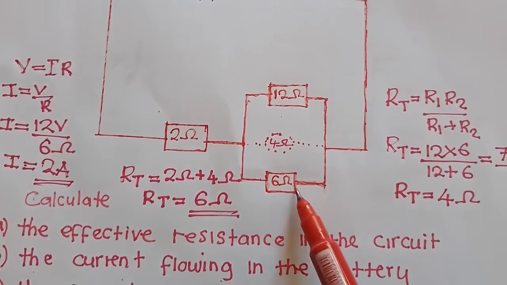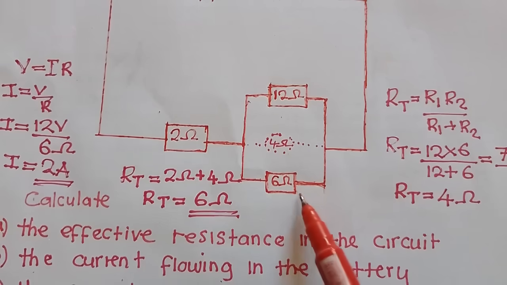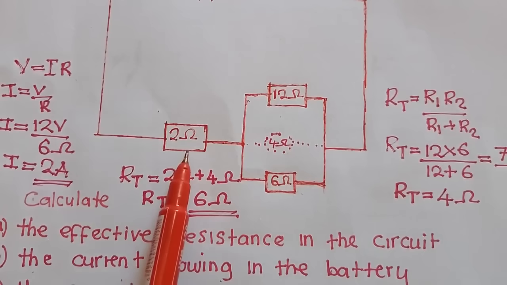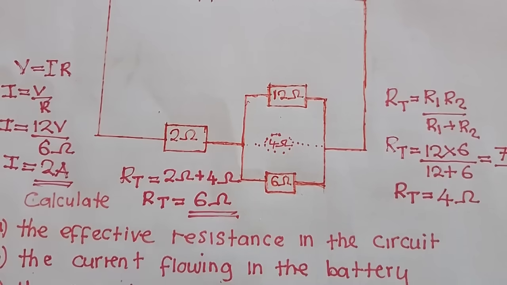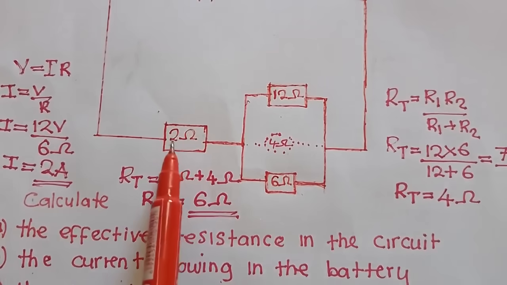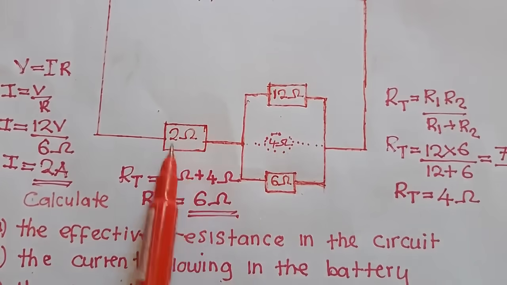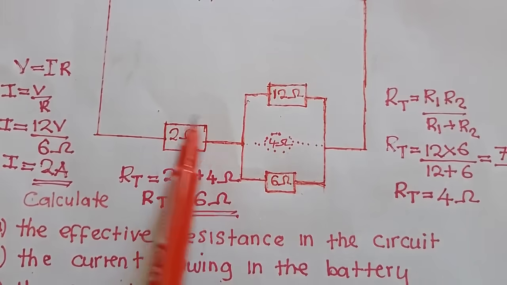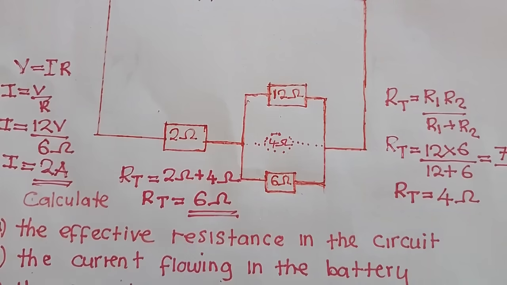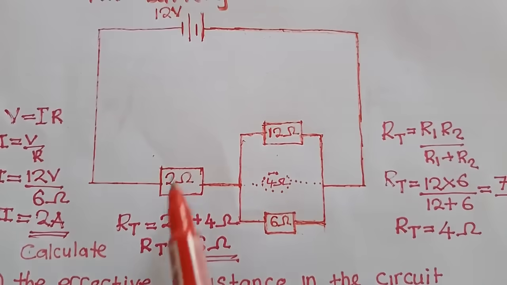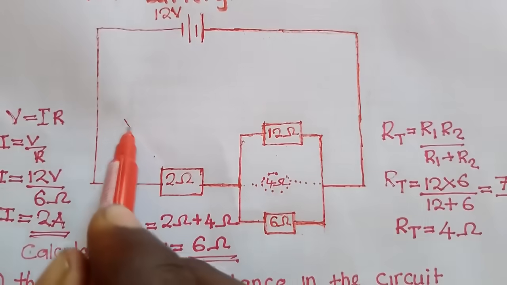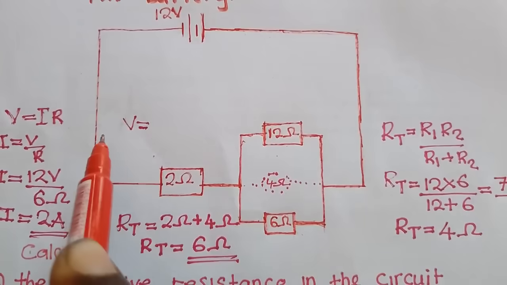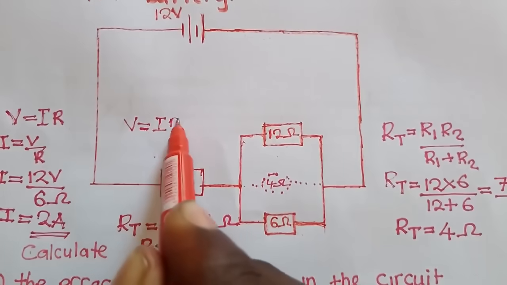So how can you know that the voltage that is here is this voltage? What you need to do is first find the voltage that is passing through the 2 ohm resistor here. So let us find the voltage that is passing through here. How can we find the voltage that is there? We are going to say voltage is equal to current times resistance.